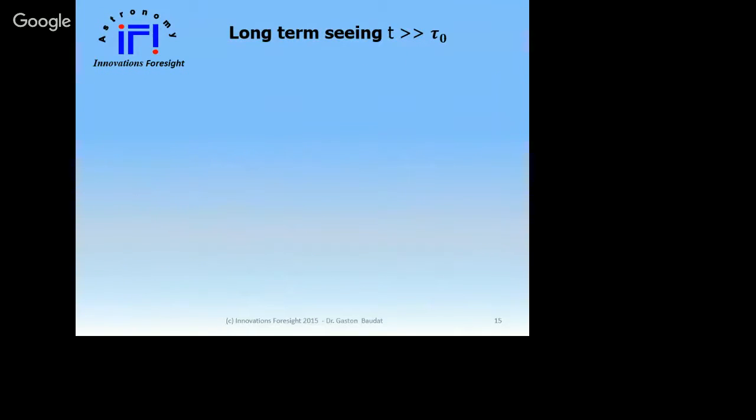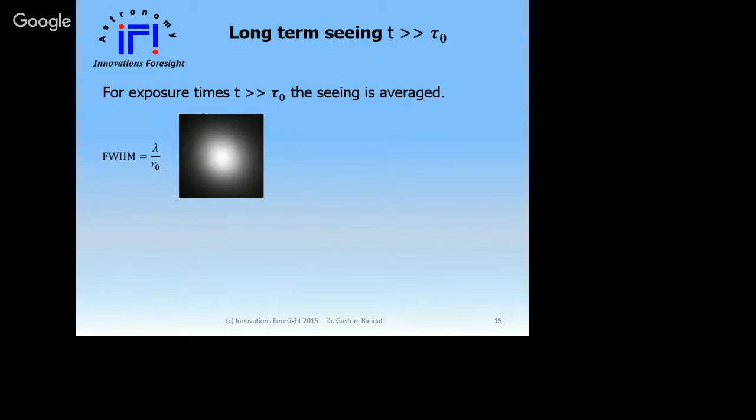Now let's go back to the long-term seeing, because this is pretty much what we do. When the exposure time is way bigger than the coherence time, which is just a few milliseconds, then you start to average the seeing. And the averaged seeing gives you this type of image you know pretty well. The size of the star will be defined by the ratio between the wavelength and R0. So when R0 goes up, the seeing is better and this goes down. If R0 goes down, then this goes up.